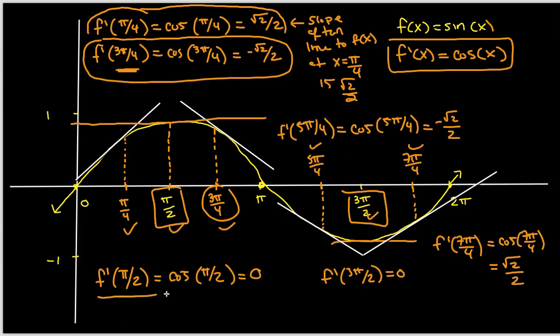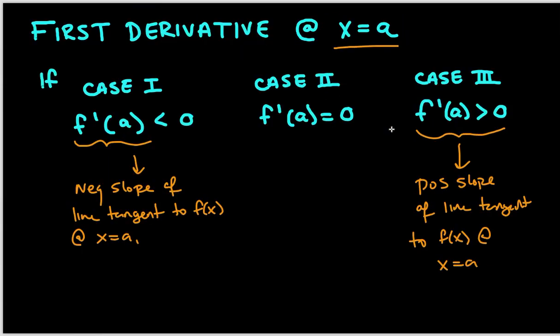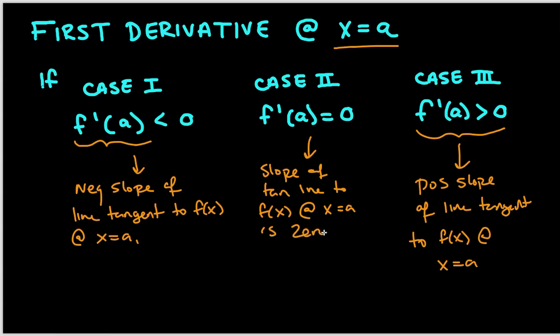When the derivative equals 0, the slope of the tangent line is 0. Therefore, we have a horizontal tangent line. So the slope of the tangent line to f of x at x equals a is 0, and that means you have a horizontal tangent line.